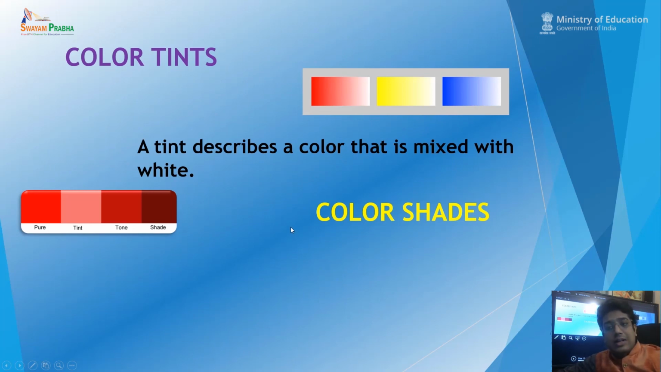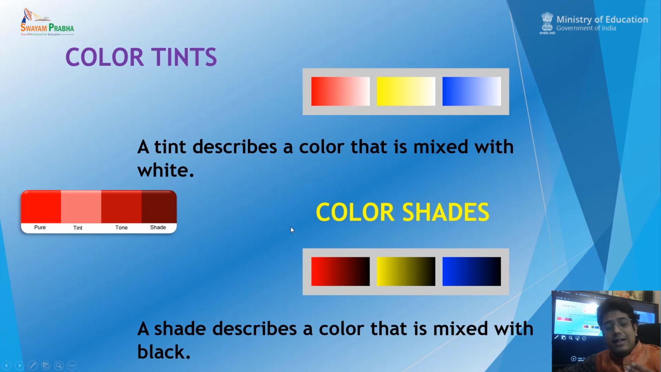If you are talking about a color shade, in a shade we are adding black color. Here you can see the result is going to be darker. So what is the difference between tint and shade? A tint is made by adding white color, but a shade is made by adding black color, right? This is the difference between a tint and a shade.